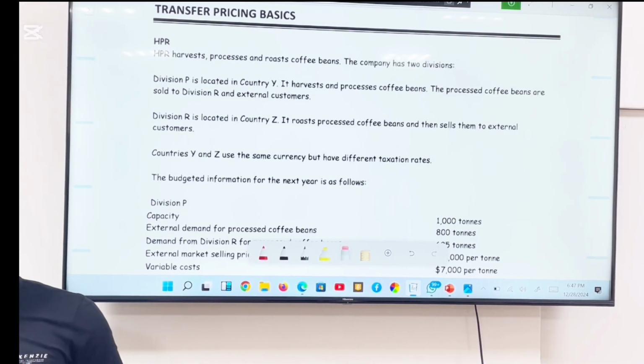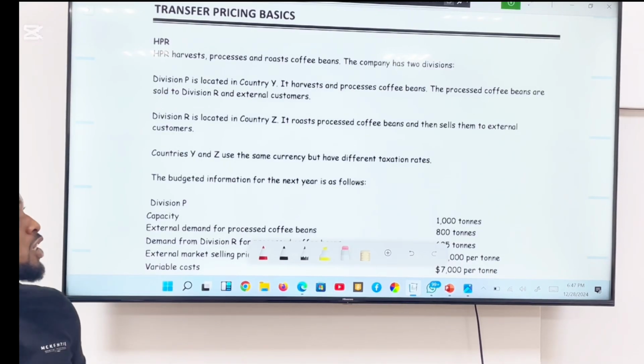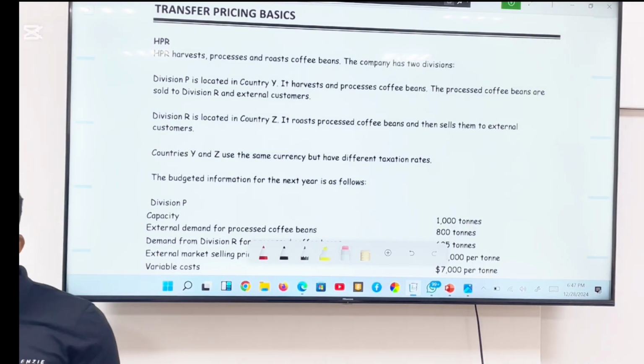HPR, adverse processes. By the way, this question will be shown on your screen. Maybe you just screenshot, then you follow as I read on. So when we take this page off, you'll be able to make a reference to the question, and then we solve it together. HPR, adverse processes and roast coffee beans.